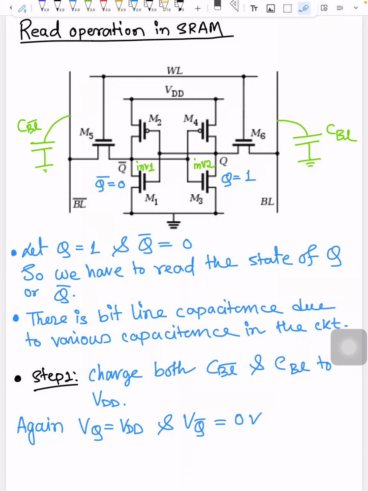And how are we reading? Once the capacitor discharges through this path, the data on this line, that is BL bar, is 0, and the data over here is BL, because this capacitor cannot discharge. So you can get the data from BL bar as well as from BL. So this is how we can read the data from the SRAM cell.